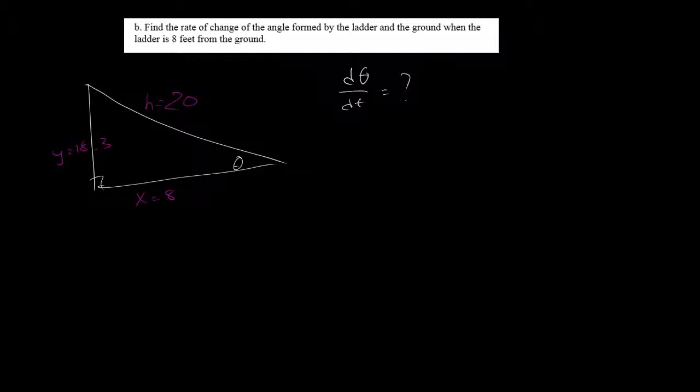So we need to somehow relate these numbers with our theta. So if we know our theta is related in some way, let's do sine. SOHCAHTOA: sine is opposite over hypotenuse, which is 18.3 over our 20. So we want to obviously take the inverse of this.